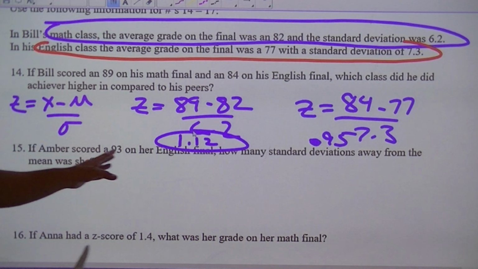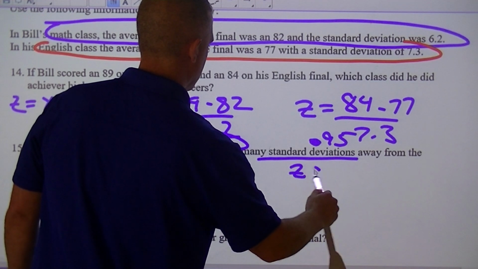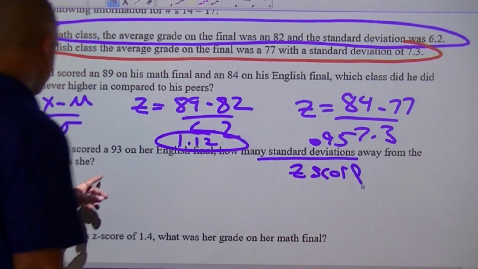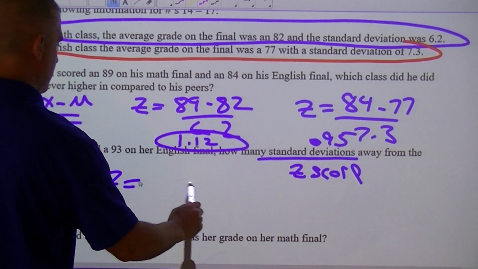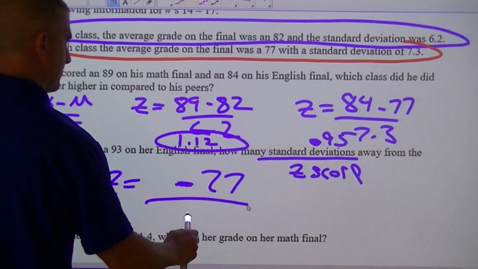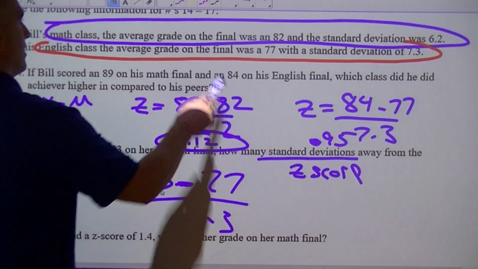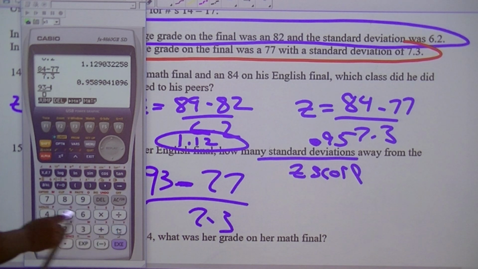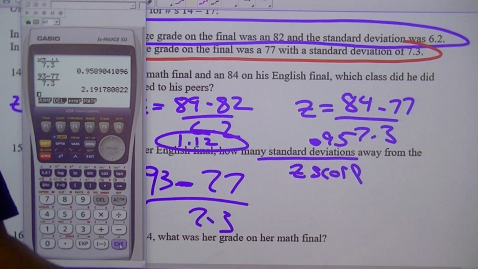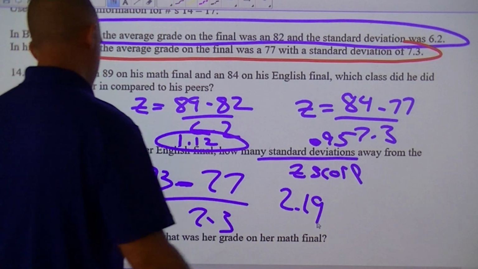If Amber scored 93, how many standard deviations? What this is another word for is z-score. That's all that means. So if she got a 93 on English, the English one would be the 77 with the 7.3, and I put the 93. So all that's asking for is z-score. It's another way of saying z-score. 2.19.